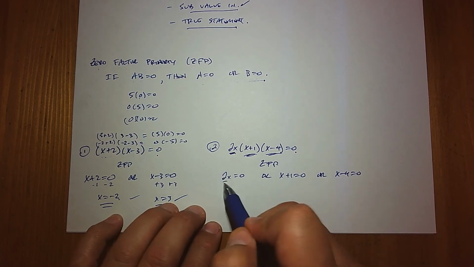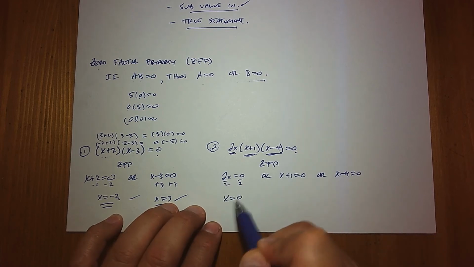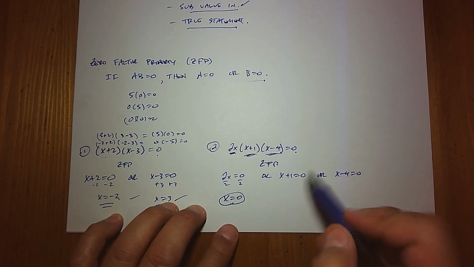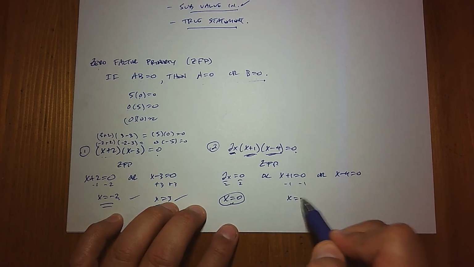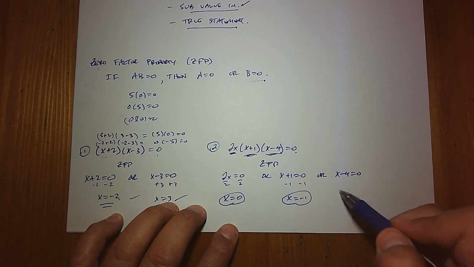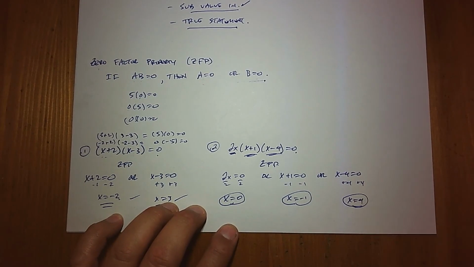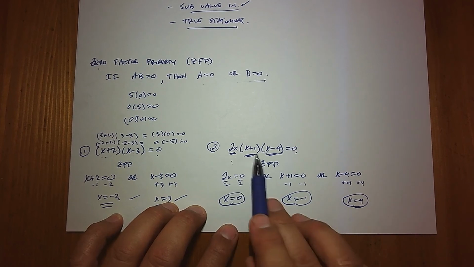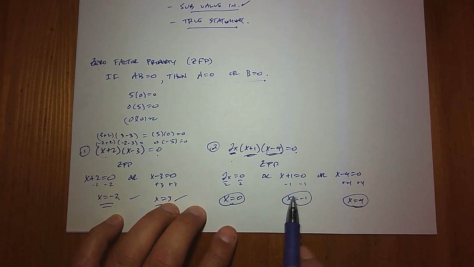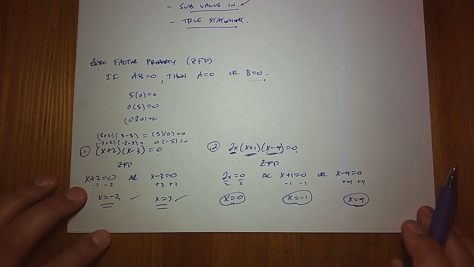Right here, I divide both sides by 2, and one of my solutions is x equals 0. Subtract 1, and one of my solutions is negative 1. Add 4, and one of my solutions is 4. So this equation has 3 solutions, and mathematically, because we approached it that way, those are the only 3 that work.